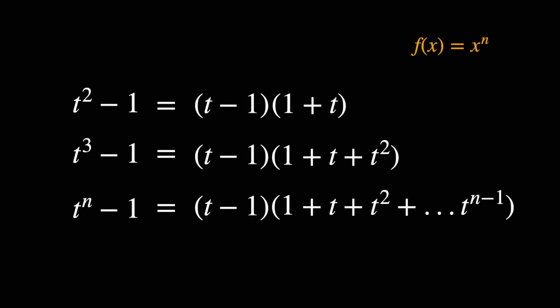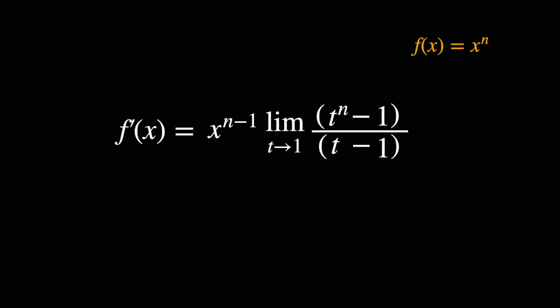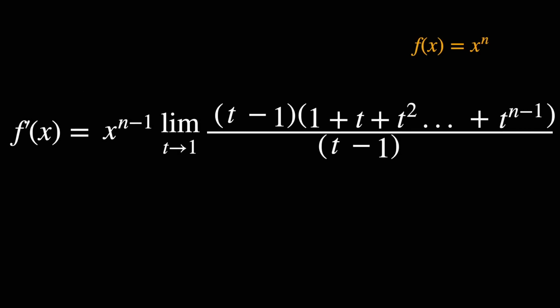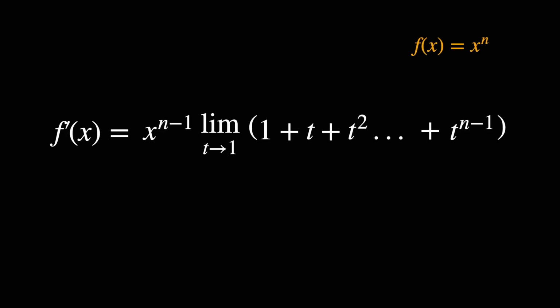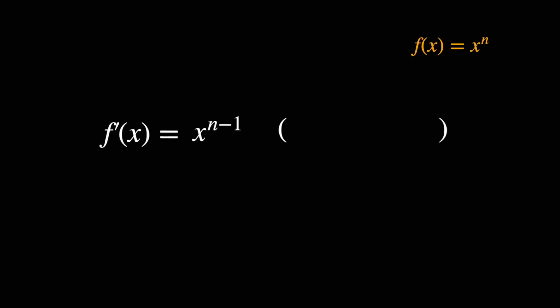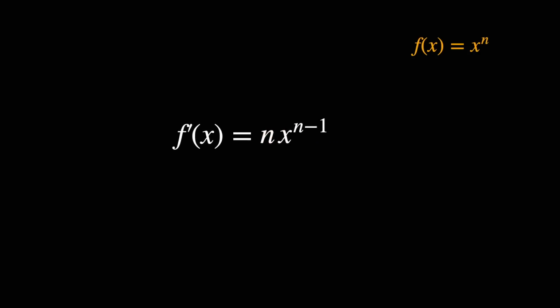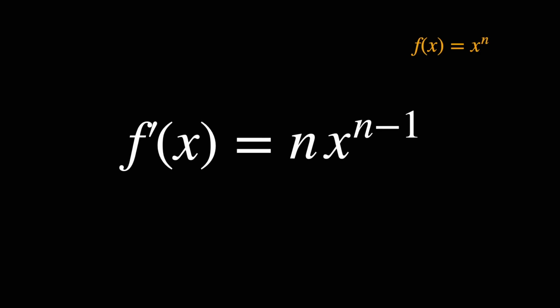You can also prove this using synthetic division, so it's totally fair game for a Calc 1 class. Subbing this into our limit gives us this expression. Simplifying, we cancel the t minus 1's, and we see that every power of t has a coefficient of 1, so when I plug in 1, we just get a bunch of 1's that add up to n because there are n terms, and we have our derivative.